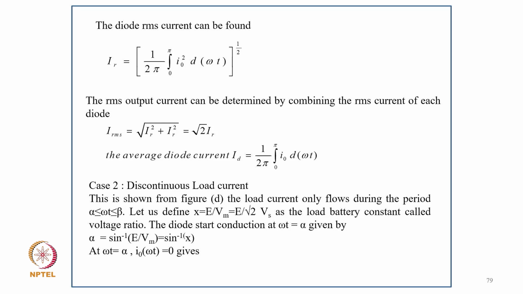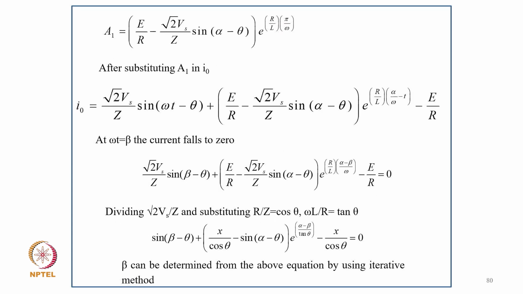Let's define x equal to E upon Vm, that is E upon root 2 Vs, the load supply battery constant called the voltage ratio. This diode starts conduction at omega t equal to pi and alpha equal to sin inverse E upon Vm, that is sin inverse x. At omega t equal to alpha, I0 at t equal to 0 gives A1 equal to in bracket E upon R minus root 2 Vs upon Z sin alpha minus theta, into e to power R upon L into pi upon omega.